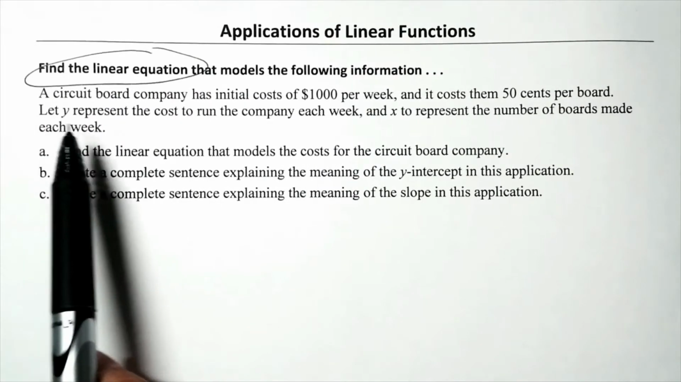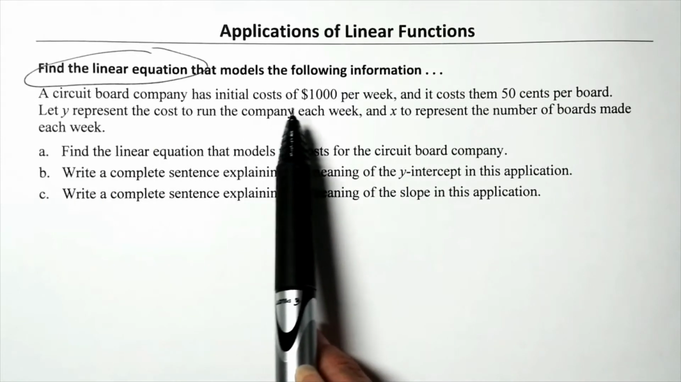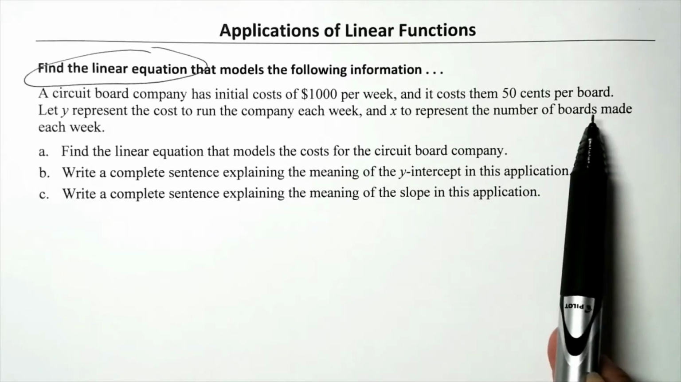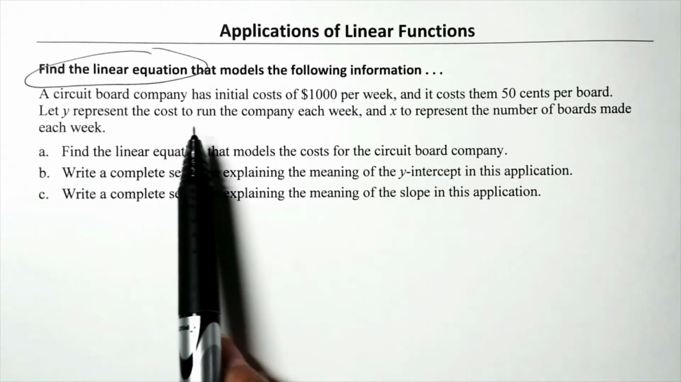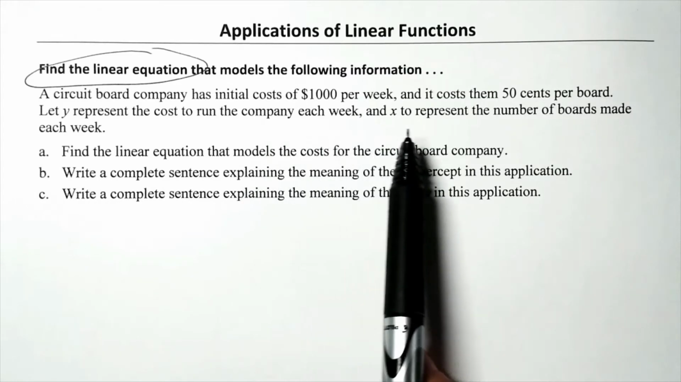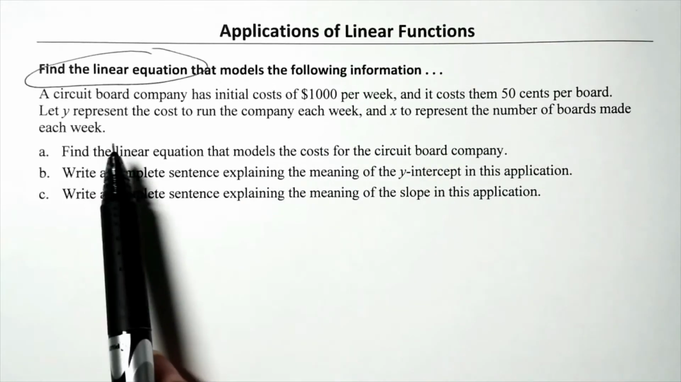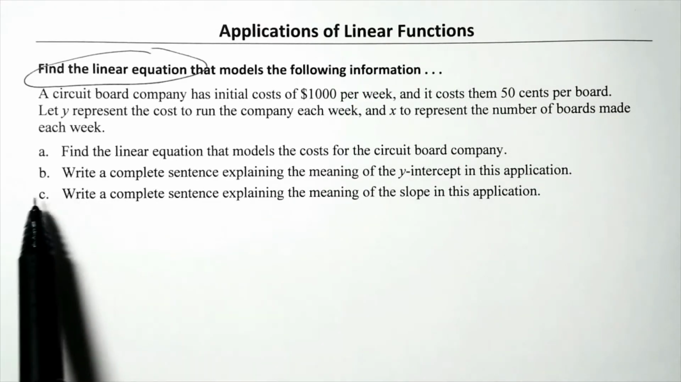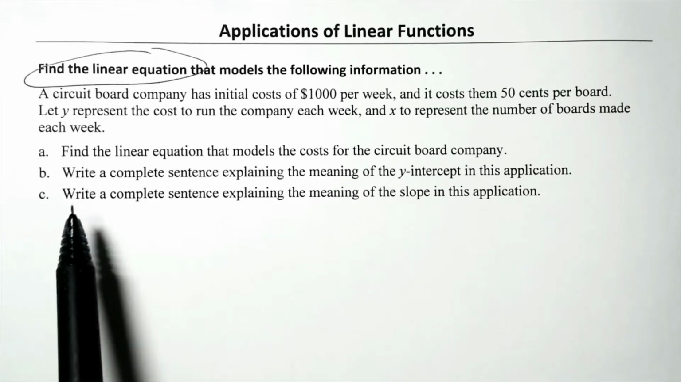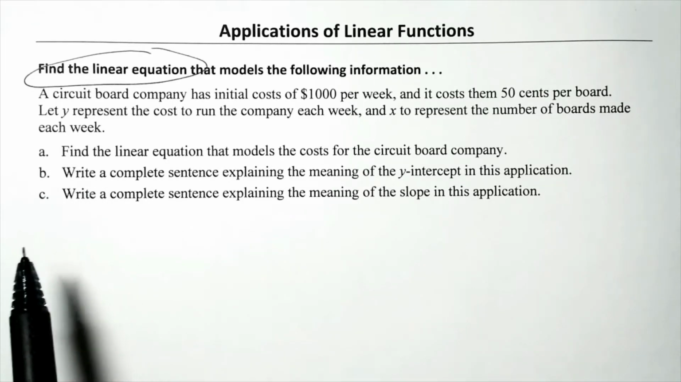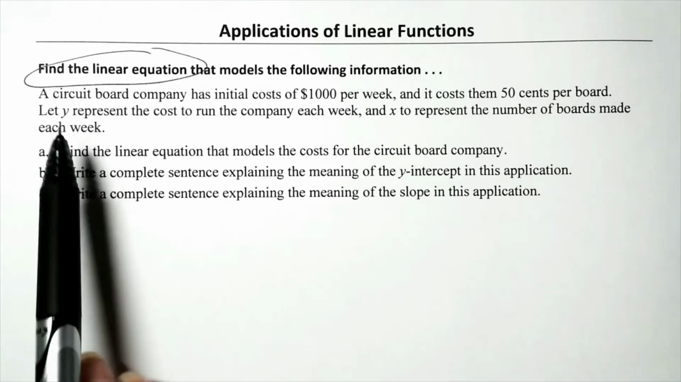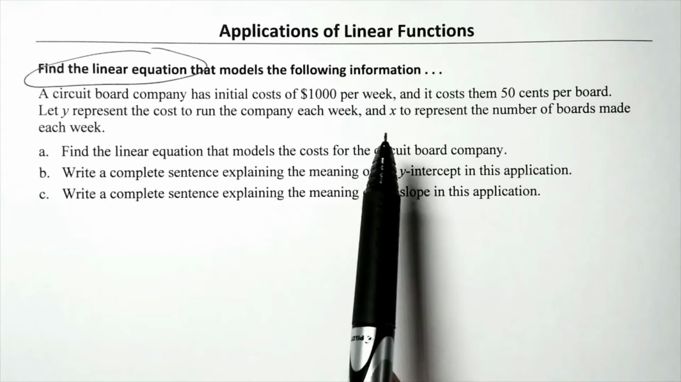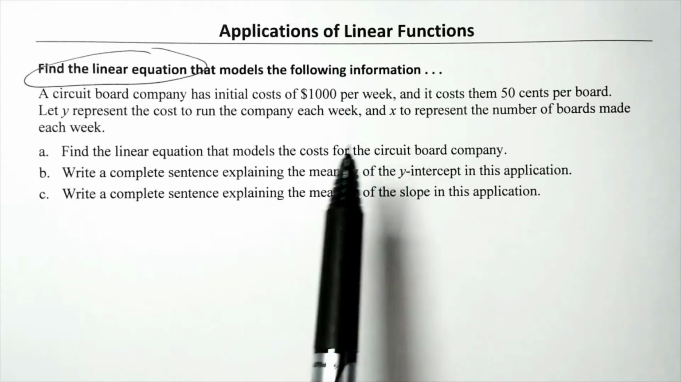It says a circuit board company has an initial cost of $1,000 per week, and it costs them 50 cents per board. Let y represent the cost to run the company each week, and x represent the number of boards made each week. That's a lot of neat information. They want us to answer these three problems. I'm very adamant about making sure I understand what the variables represent. We do not have to define the variable.